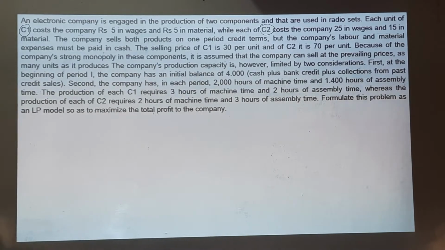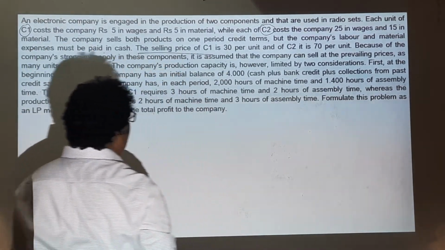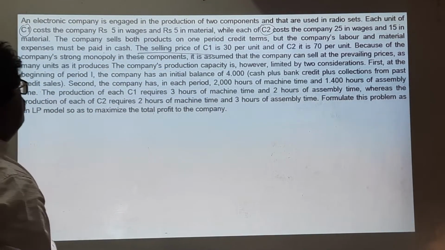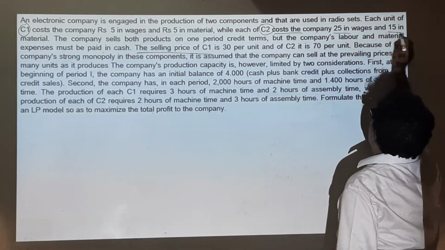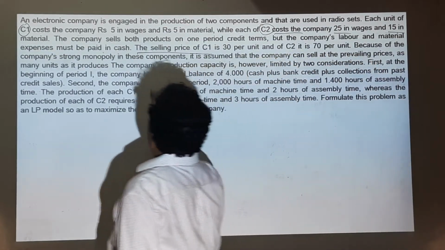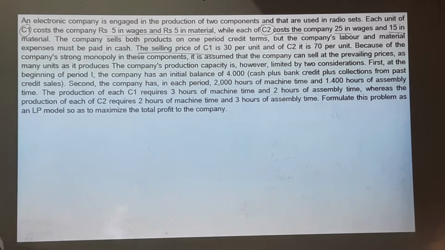But the profit is not given. What is given? The selling price is given. Also, the cost is given, wages and material. So these are the costs given. Now what we require is to calculate the profit, and then we have to maximize it, make it an LP model and just maximize it. So that is the content of the problem.